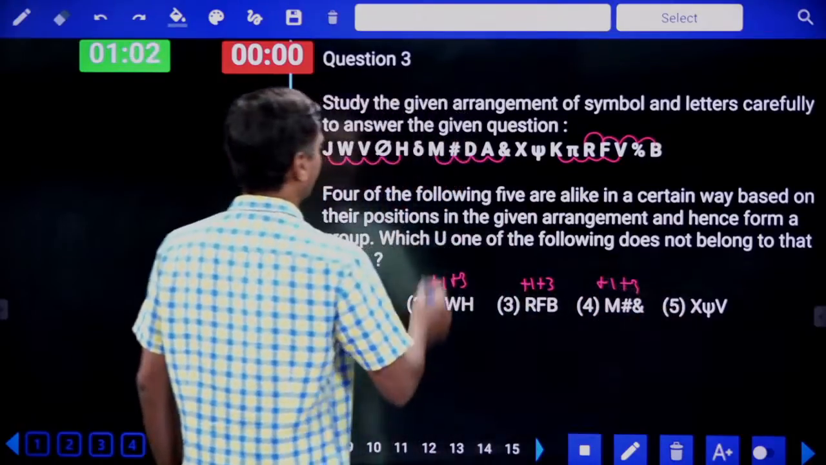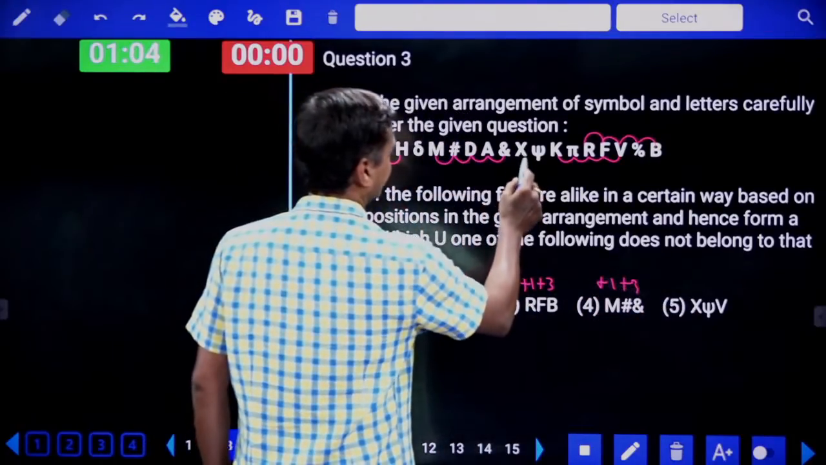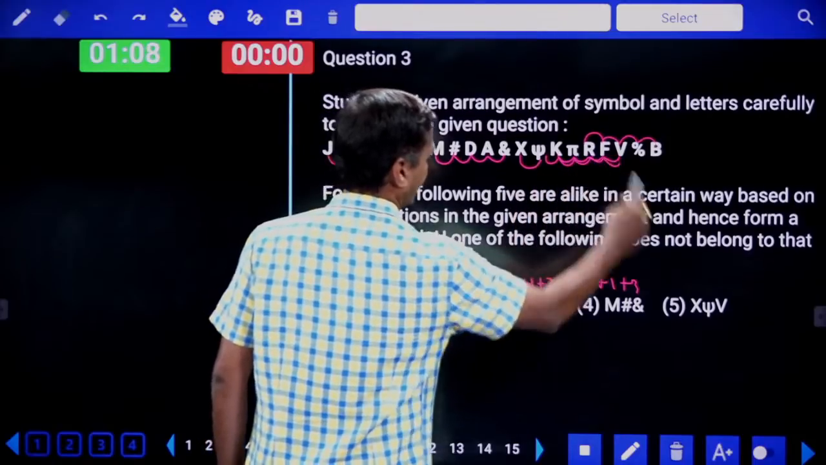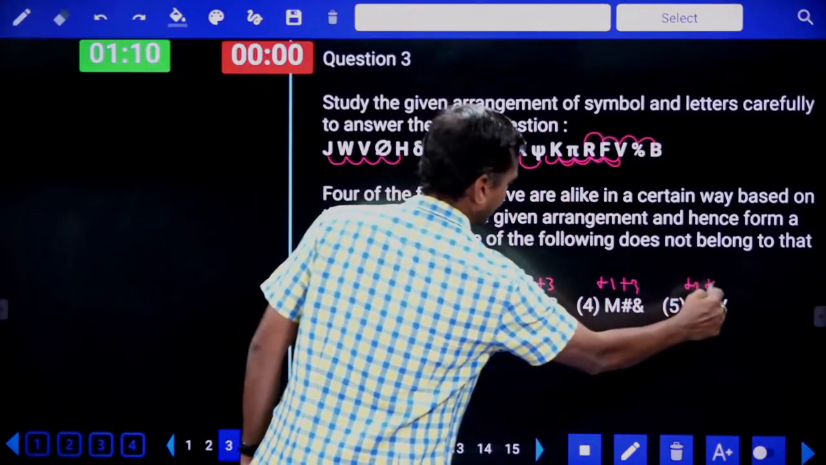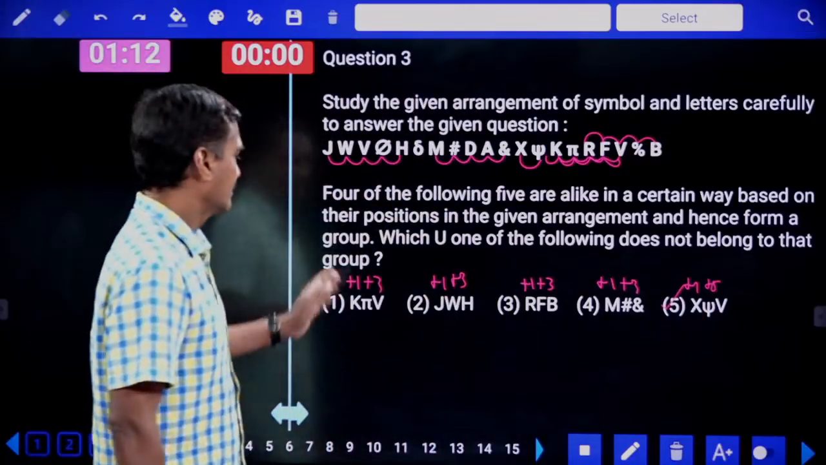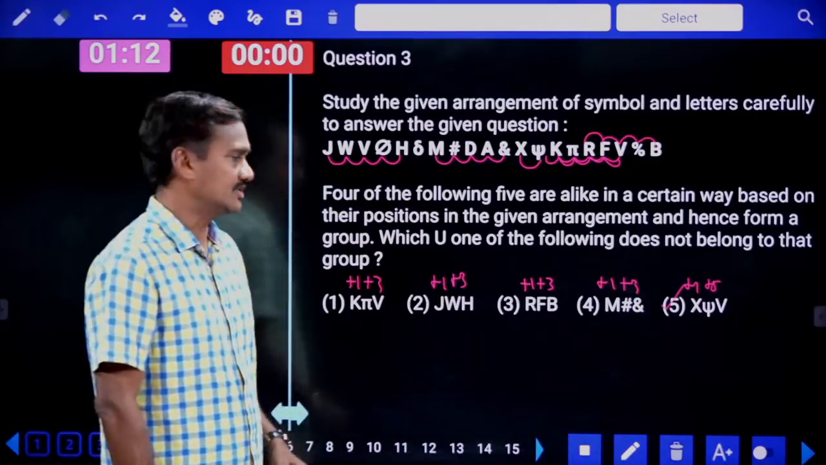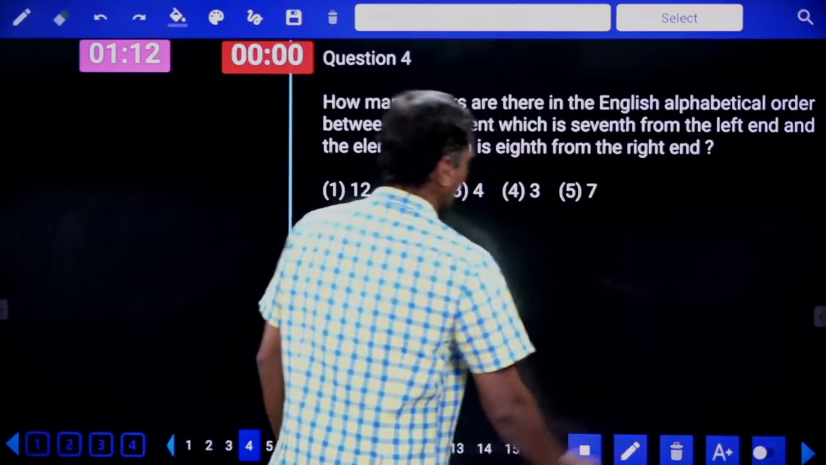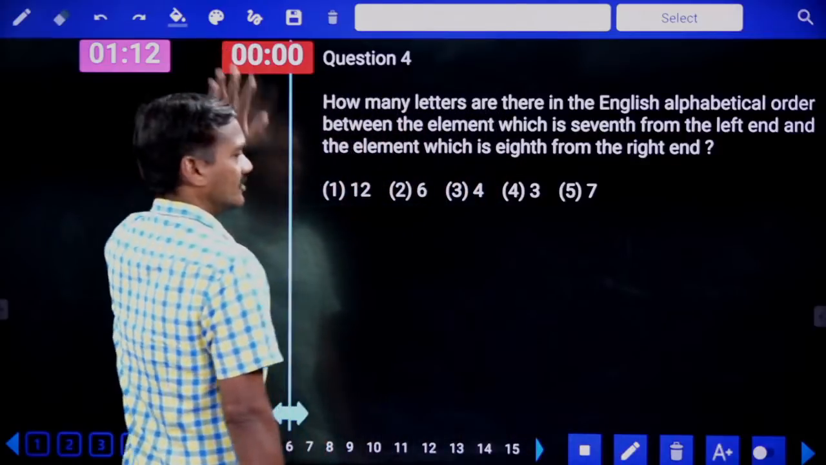Then X pi. Now X and pi, tell me what is the difference here? Plus 1. Pi and V, 1, 2, 3, 4, 5. Here it is plus 1, plus 5. Hence the fifth one is the odd one. Except 5, in the remaining the difference between the elements is 1, 3, 1, 3, 1, 3. Hence choice 5 is the answer, question number 3. Then coming to question number 4.